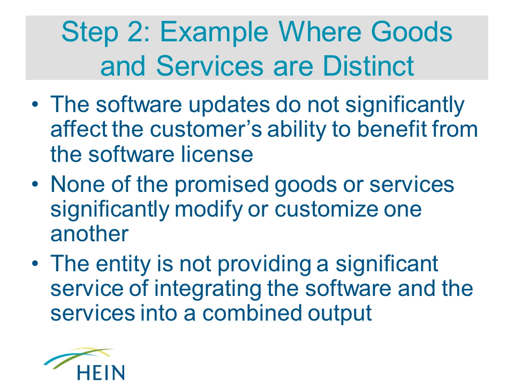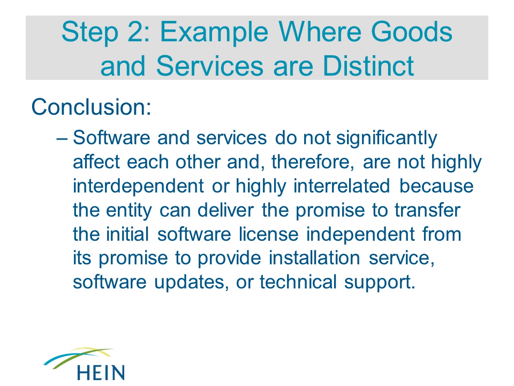None of the promised goods or services significantly modify the customization of one another. And the entity is not providing a significant service of integrating the software and services into the combined output. So at the end of the day, the conclusion is the software and services do not significantly affect each other, and therefore they're not highly interdependent or highly interrelated, because each of those promises can be delivered separately.